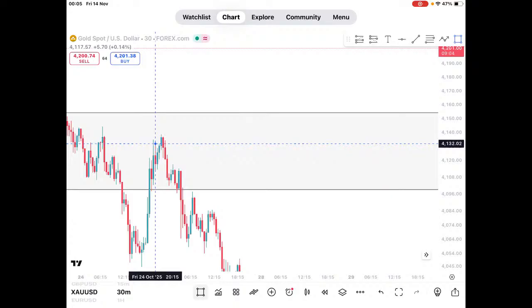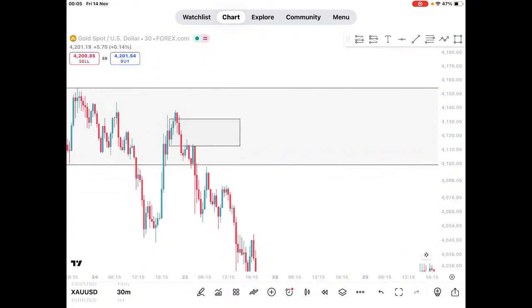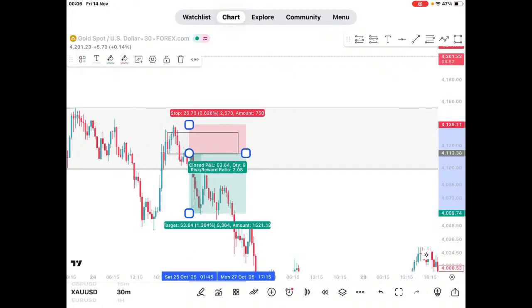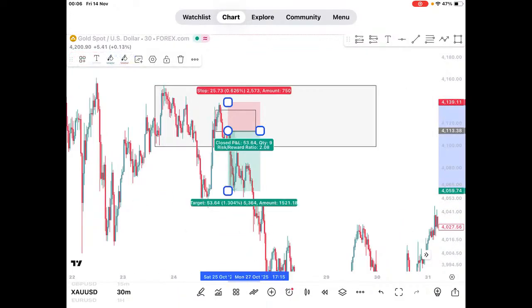This is our engulfing fail in 30 minutes. This is our sell zone. We try to put our stop loss above the sell zone, and we target 1:3.